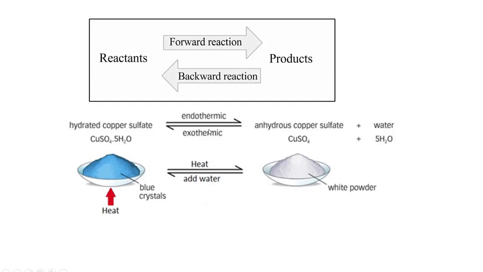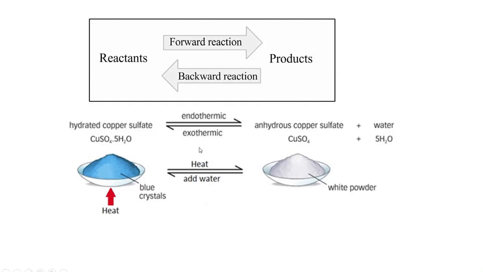A reversible reaction is endothermic in one direction and exothermic in the other direction. The same amount of energy is transferred each time. In the above example, when hydrated copper sulfate crystals are heated, they take in heat energy and change into anhydrous copper sulfate. This reaction is endothermic. When we add water to anhydrous copper sulfate, they change into blue hydrated copper sulfate and heat is given off. This reaction is exothermic.